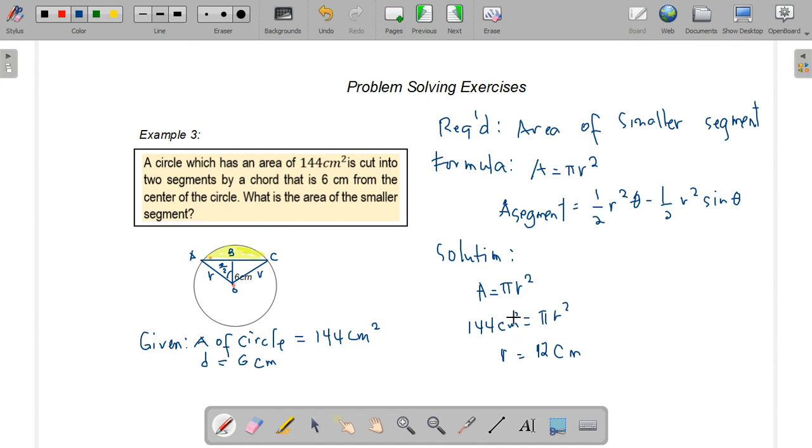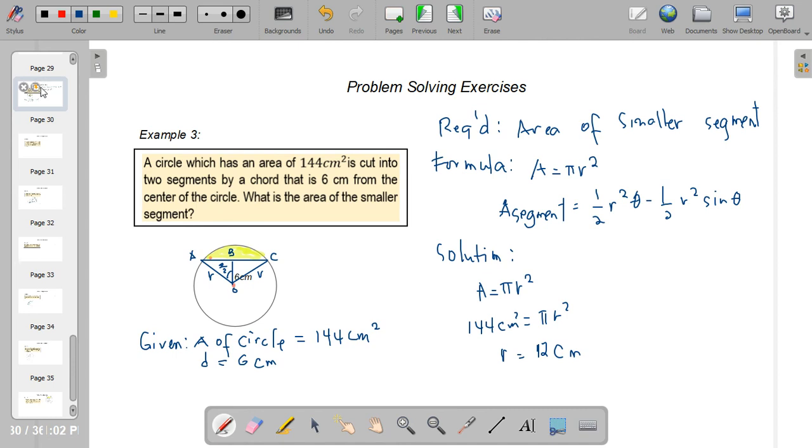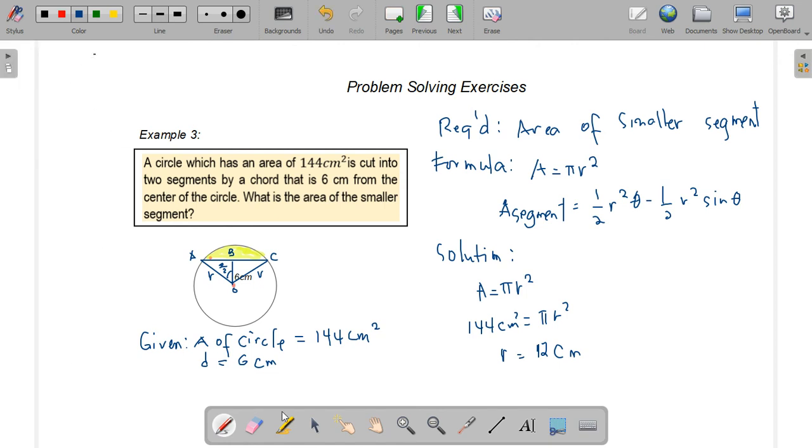Okay, so after getting the r, we can see that triangle O, B, and C. O, B, and C. Okay, so if this is 6, okay, and this is 12, we can get the value of theta over 2, right? So let's try to get this. Okay, so we're going to, okay, let's delete this part.